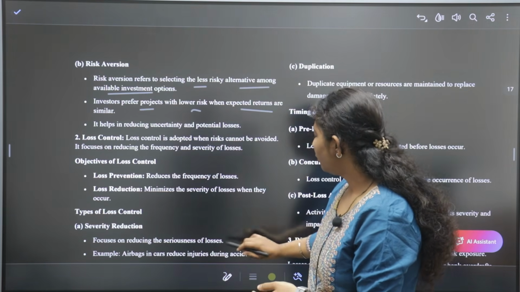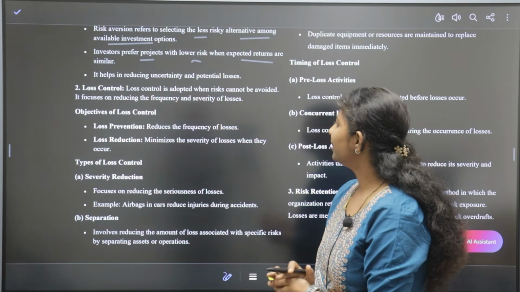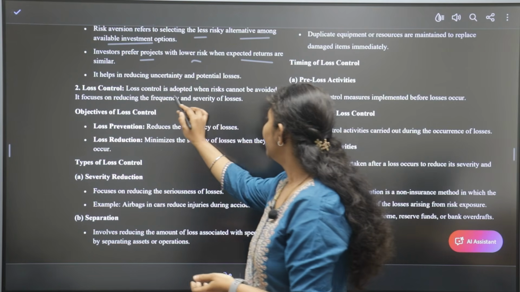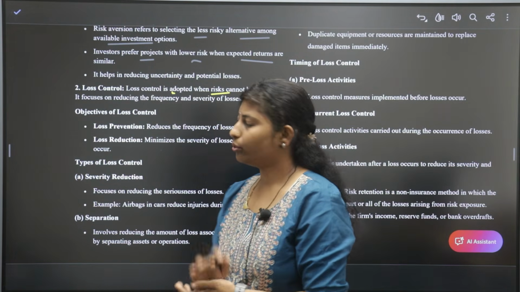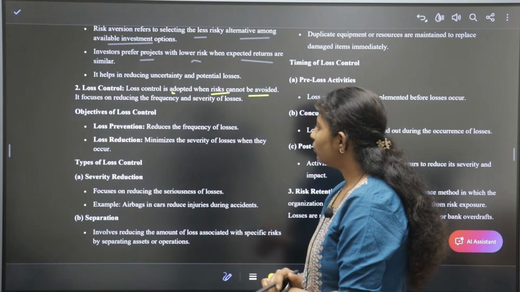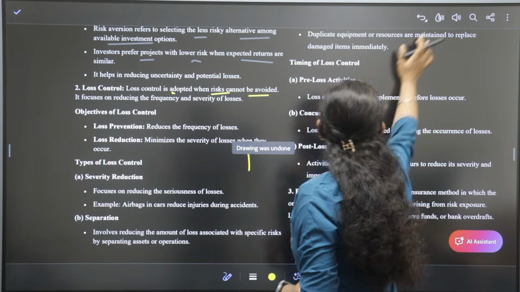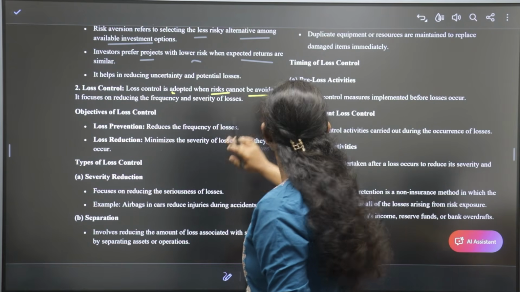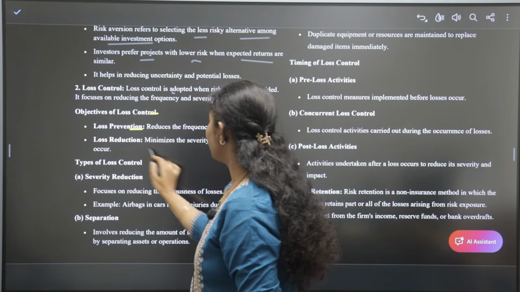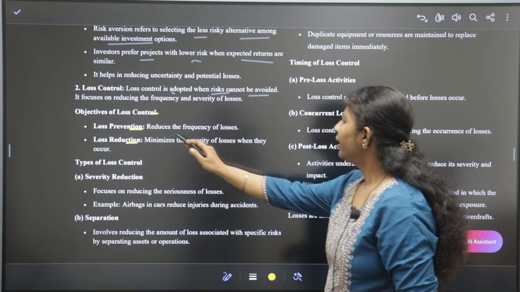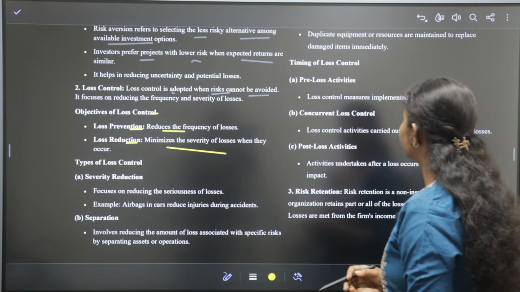And next you have loss control. How are you going to control the losses? We already discussed loss control basically. It applies when risk cannot be avoided. We cannot avoid the risk, so at that time we need to go for loss control. What are the objectives of loss control? The objectives are loss prevention and loss reduction: reduce the frequency of losses and minimize the severity of losses.